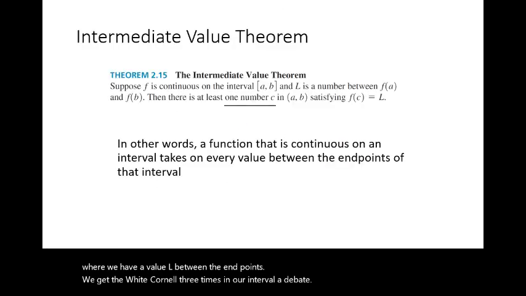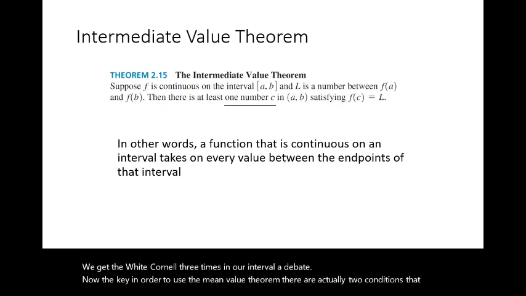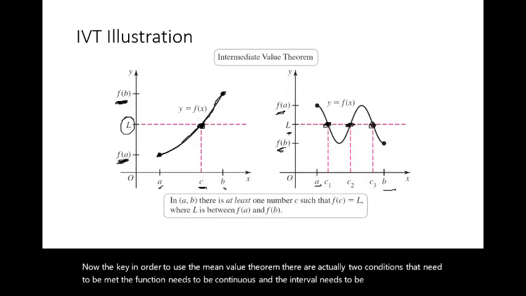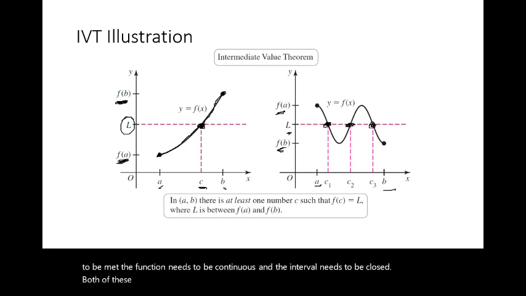Now, the key, in order to use the intermediate value theorem, there are 2 conditions that need to be met. The function needs to be continuous, and the interval needs to be closed. Both of these were continuous, and the interval was closed, meaning both endpoints need to be defined and included in order for this to work.